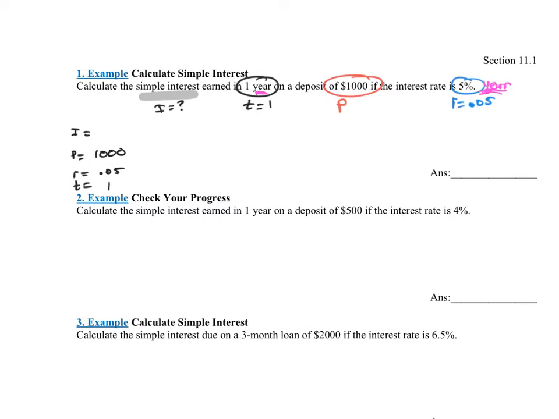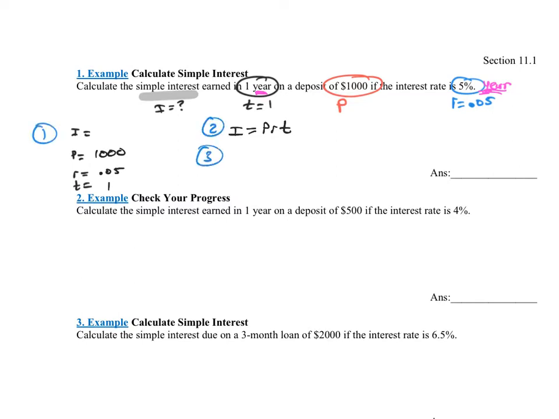We've identified the variables. Now let's identify the formula. The formula we're going to be using is the simple interest formula. We know that because it says calculate the simple interest. And the simple interest formula is I equals PRT. So we've identified the variables. We've written the formula. That's steps 1 and 2.